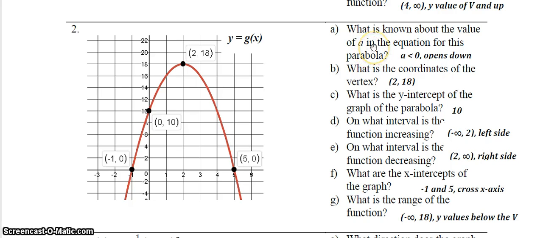So what do we know about A in the equation without actually being given the equation? Not finding it. It's opening downward. So A is less than 0, negative. Vertex, since it's opening downward, we know the vertex is our maximum. Coordinates at (2, 18). Again, notice coordinates, it's an ordered pair.